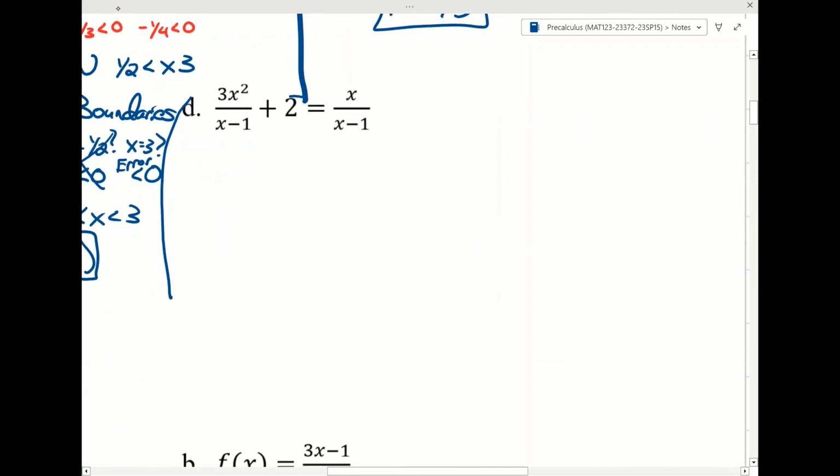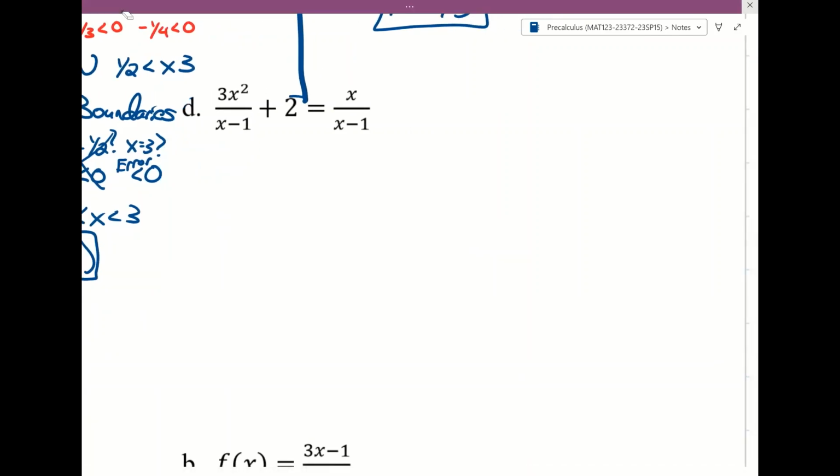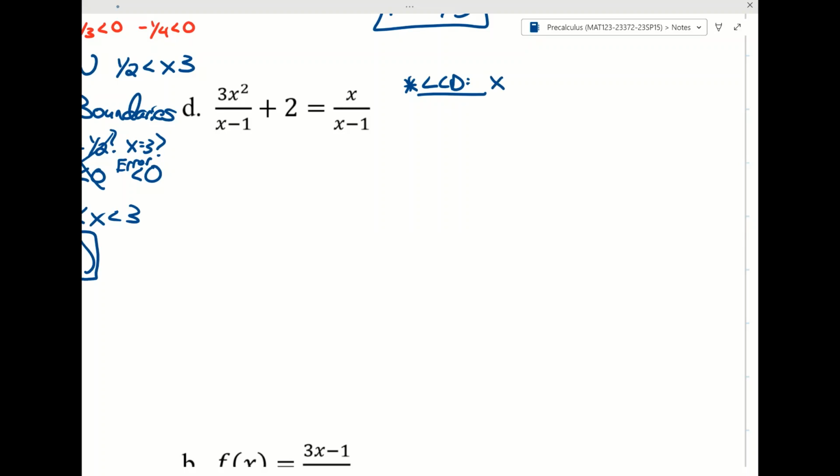We have to go to D now. For problem D, we have a rational equation. The way we talked about solving rational equations is you multiply everything by the LCD. This was also from section 1.6. The LCD here is x minus 1. We definitely need an x minus 1. I'm going to multiply everything by x minus 1. I'll show you all the steps.